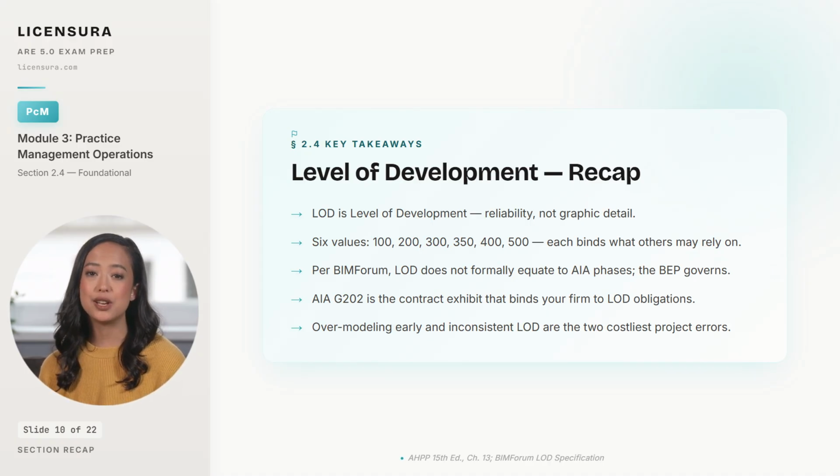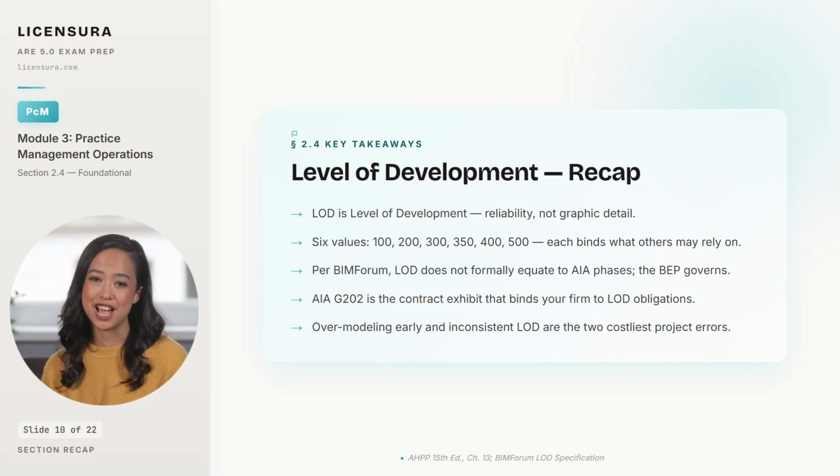It defines how reliable each model element is as a basis for downstream decisions, not how finely the geometry is drawn. 6 values cover the full life cycle: 100, 200, 300, 350, 400, and 500. Each value binds what other parties may rely on at that phase. Per the BIM Forum LOD specification, LOD does not formally equate to AIA design phases.